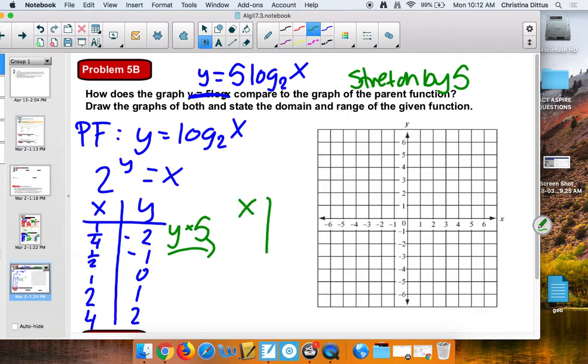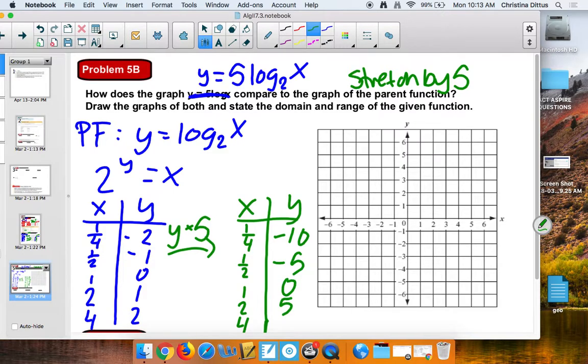Okay, so I'm going to copy down the x values: 1/4, 1/2, 1, 2, 4. And my y's are going to be multiplied by 5. So -2 times 5 is -10. -1 times 5 is -5. 0 times 5 is 0. 1 times 5 is 5. 2 times 5 is 10. Okay. Now we're going to plot them.